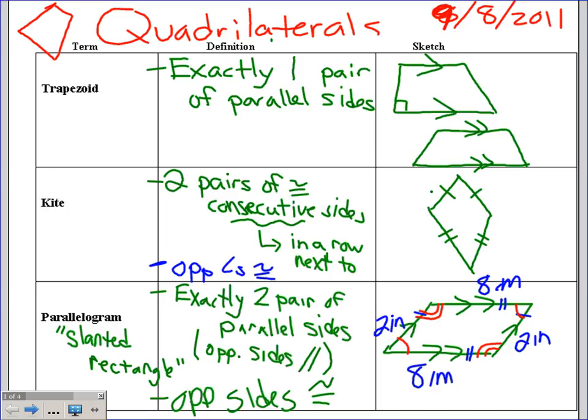Okay. So for every single parallelogram, opposite sides are congruent, opposite angles are congruent, and opposite sides are also parallel.